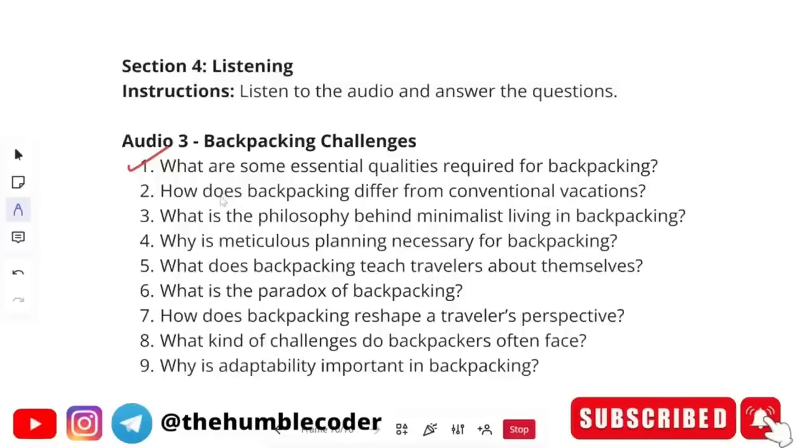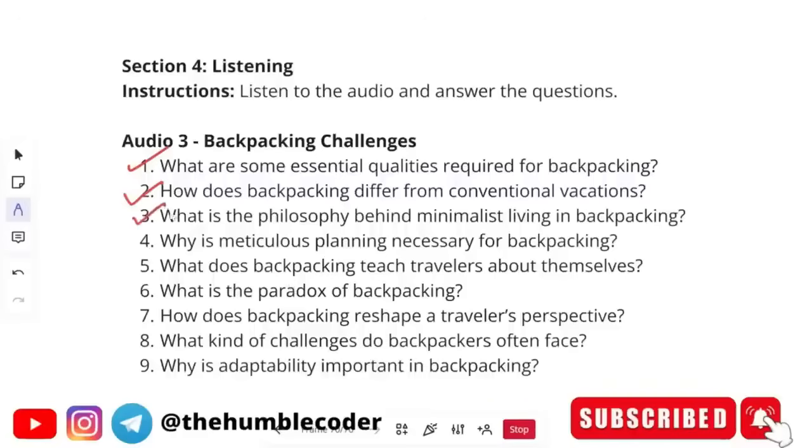The correct answer will be: essential qualities for backpacking include endurance, preparation and adaptability. Second question, how does backpacking differ from conventional vacations? The correct answer will be: unlike vacations, backpacking requires carrying only the essentials and traveling with a minimalist approach.